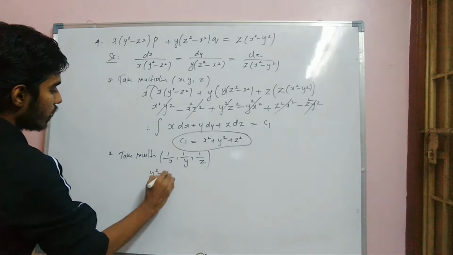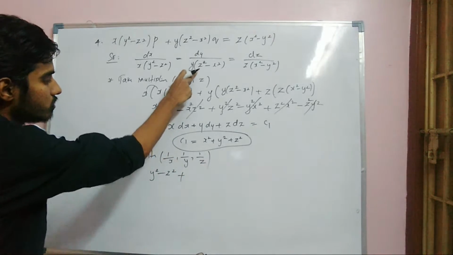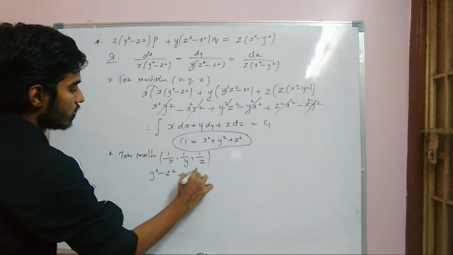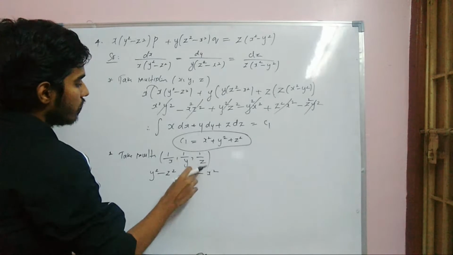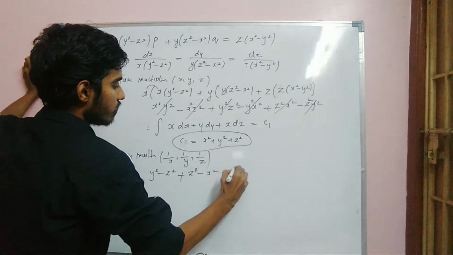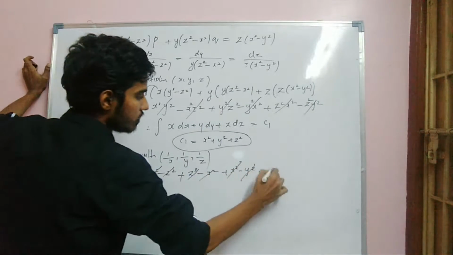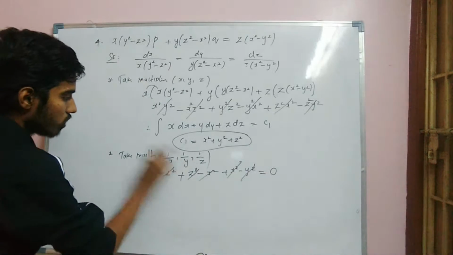So we have only y² − z². I multiply 1/y here, this y and this y will get cancelled. So we have only z² − x², and if I multiply 1/z here, z will get cancelled. So we have x² − y². So again all will be cancelled, and this is equal to 0. So therefore this is one of the multipliers.